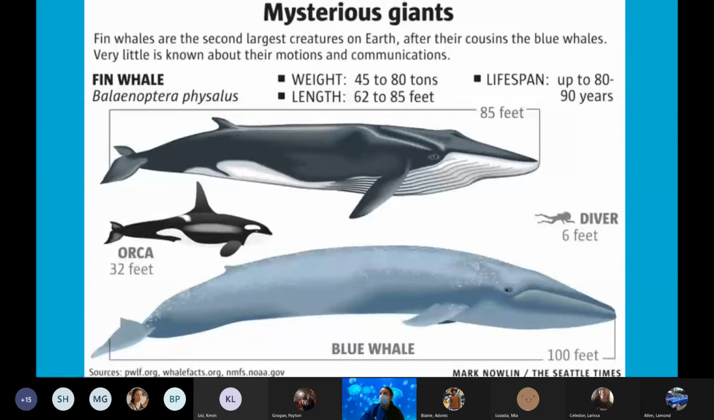I put some extra information. I found this graphic on fin whales, so I thought it was pretty cool. It shows you how big they are, how old they get, comparing them to other organisms, which is kind of crazy because the fin whale's only natural predator is the orca, and it's like 50 feet longer than it. It's crazy.